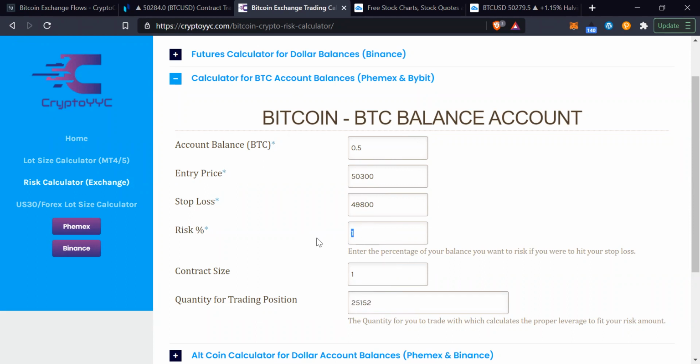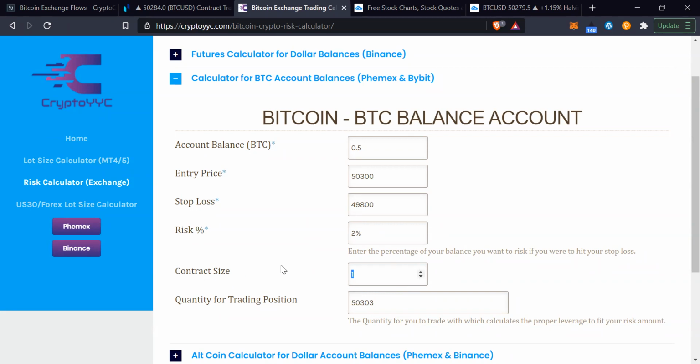So know that it might be closer to 4. So I like to use 1% or 2%, knowing that with the fees added on top of that, it'll be closer to what I'm looking to risk. So I like to only risk about 2% per trade. And I know I can easily make 2% back if I were to get stopped out. So using 2%, it gives me a quantity for a trading position of 50,303.